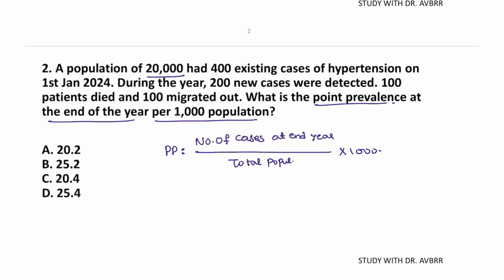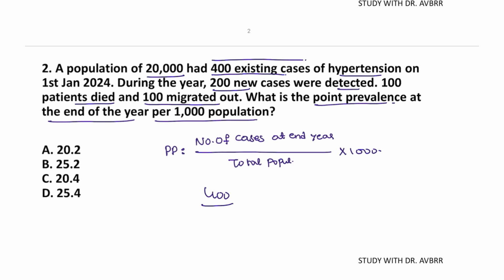A population of 20,000 had 400 existing cases of hypertension, and during the year 200 new cases are detected, 100 patients died and 100 migrated out. We have to find the point prevalence. First of all, the number of cases at the end of the year: how many existing cases did we have? 400 cases. Existing cases are 400.